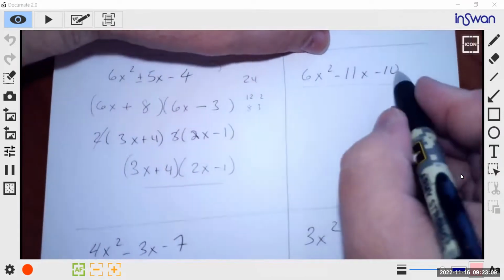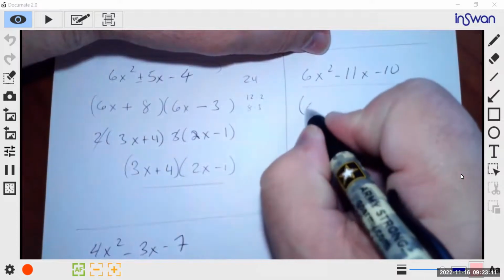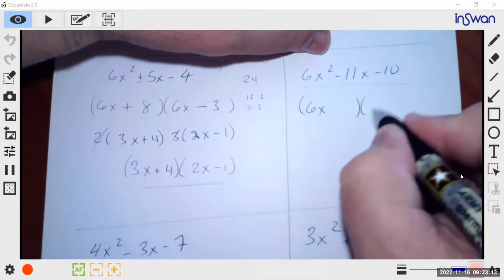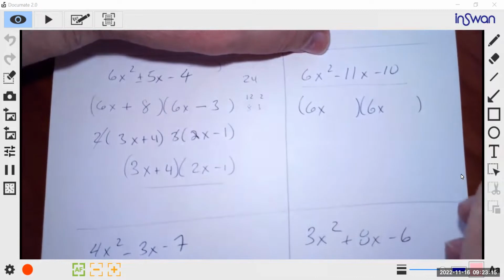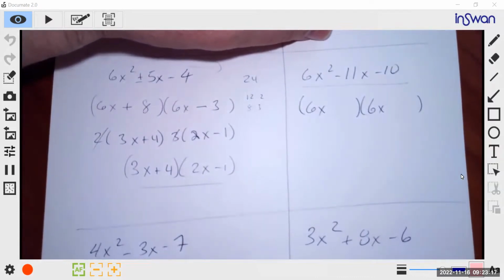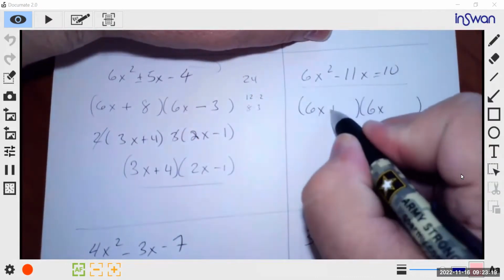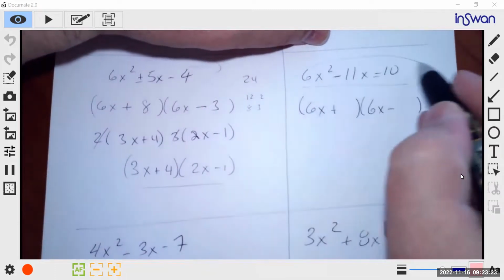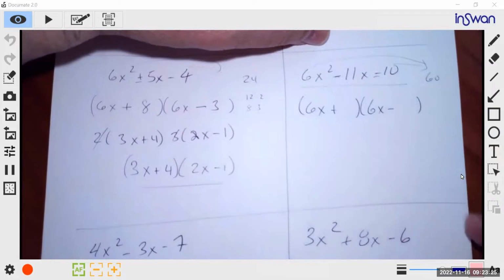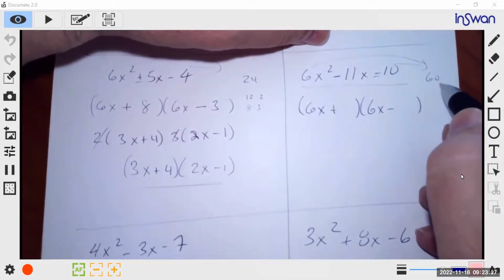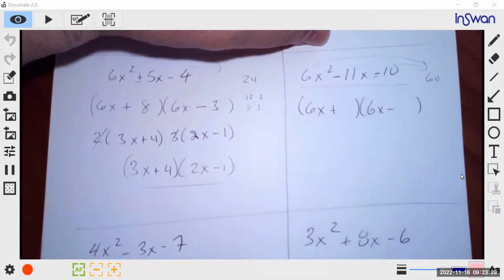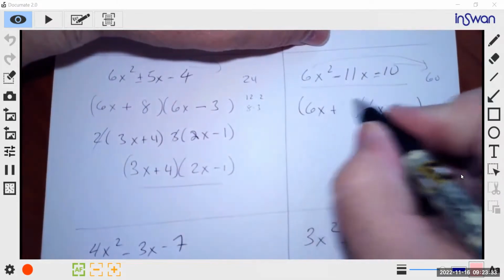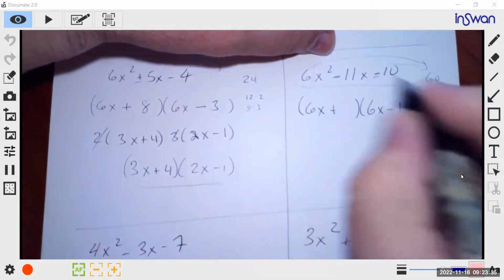All right, so nothing factors out. 6x, 6x. What signs go in there? Yeah, positive and negative, and the bigger number gets negative. 6 times 10 is 60. So what times what is 60? When you subtract them, you get 11. 15 times 4. So the 15 goes in the negative.